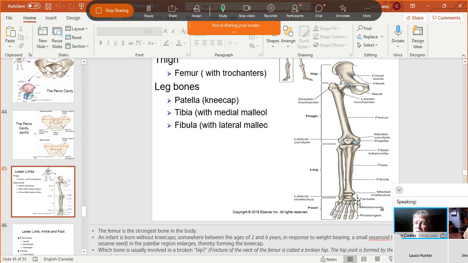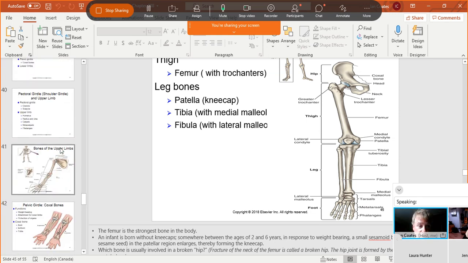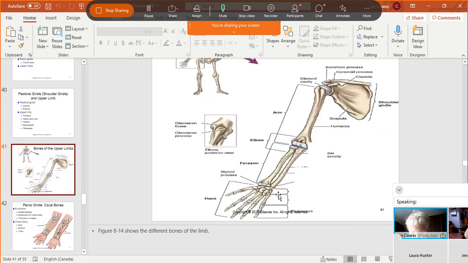So the small bones of the ankle are called the tarsals. And then in between the ankle and the toes, we have the metatarsals. So you have tarsals, metatarsals, phalanges. Tarsals, metatarsals, phalanges.